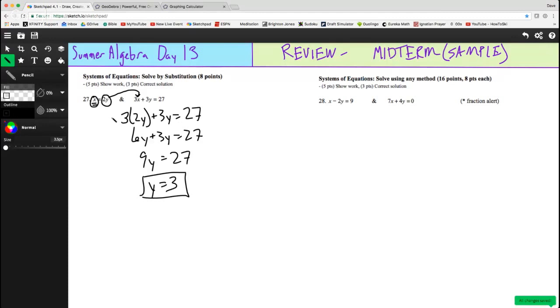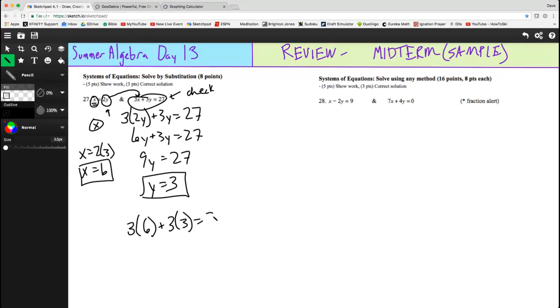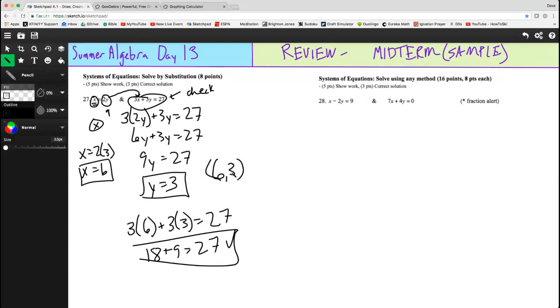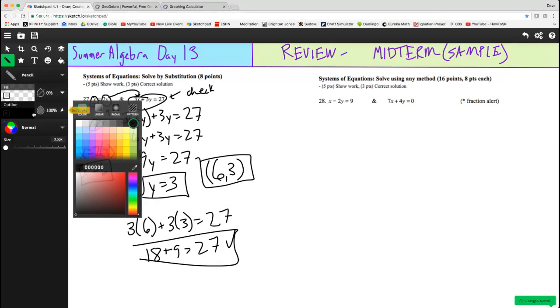And if y is 3, then I can go back and substitute. One we're going to use to substitute to find our x, and the other we're going to use to check. So I'm going to come here and plug in my y and say x equals 2 times 3, so x equals 6. Now I'm going to check with this one. So does 3 times 6 plus 3 times 3 equal 27? Does 18 plus 9 equal 27? And the answer is yes. So here's my answer, 6 comma 3. Let's switch colors back to something more bright and cheery.